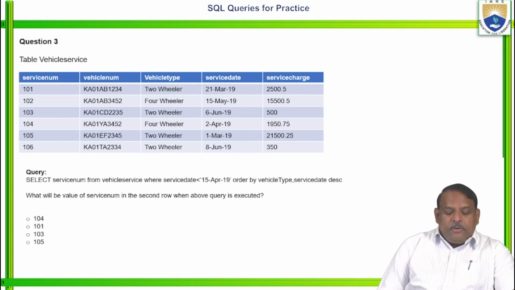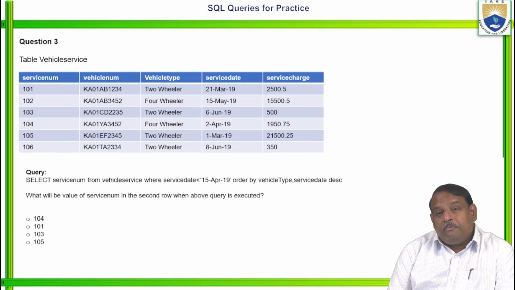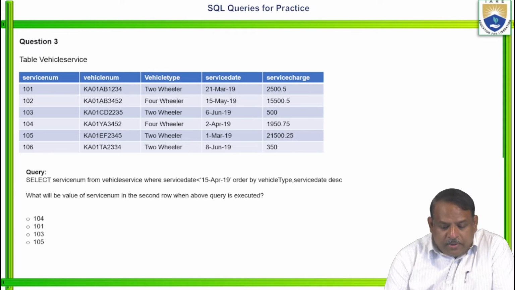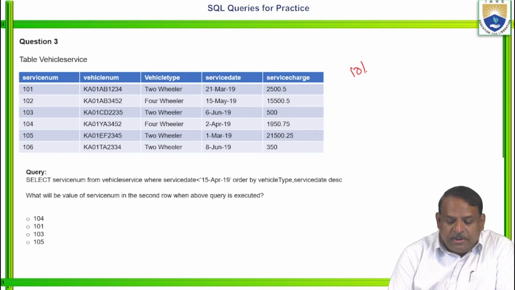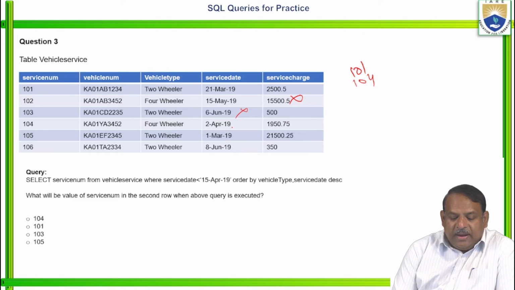Now we'll try to eliminate records out of the 6. First we have to remove the unwanted records, those not less than 15th April. So 101 will be given here because it is less than 15th April, correct? Then 102 will not come because it is more than 15th April, so 102 is ruled out. 6th June is also ruled out. Then we are going to get 104, because it is 2nd April.